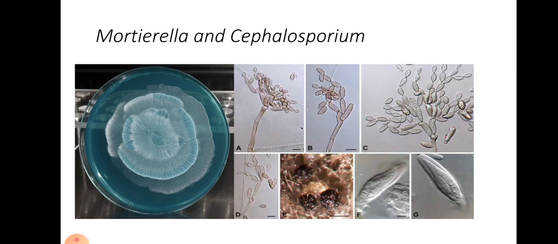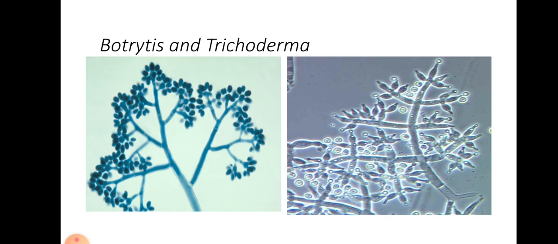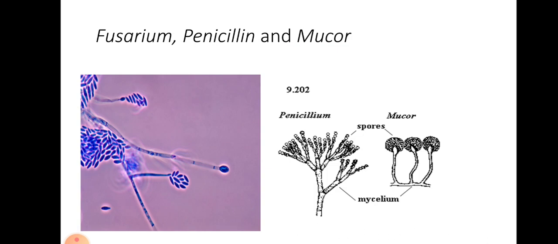Here we can see the pictures. The first picture in the Petri plate is Mortierella, followed by Cephalosporium. There are different pictures of Cephalosporium. And the first picture is Botrytis, second one is Trichoderma. Fusarium, the very first picture is Fusarium, followed by Penicillium and Mucor.